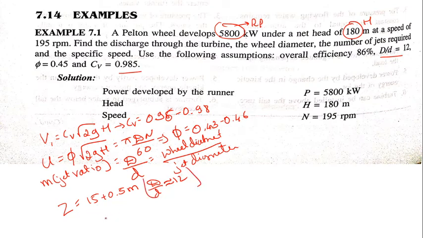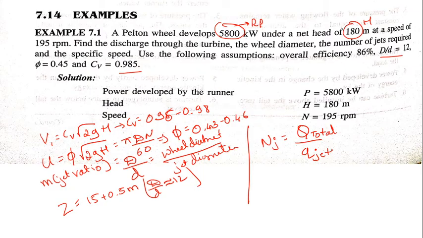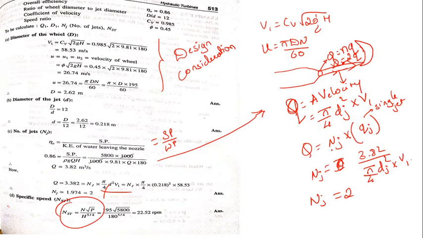Okay, so then coming to the number of jets. The number of jets formula you remember here: the number of jets is total discharge by discharge of a single jet. Okay, total discharge by discharge of one jet, so that gives you the number of jets here. Next, width and length, that we can go through later. But these formulas must be remembered. There is no escape from these formulas. Okay, so let's see the next one.